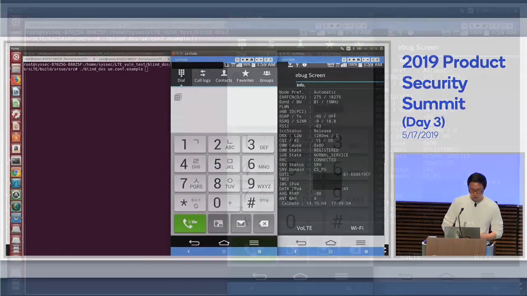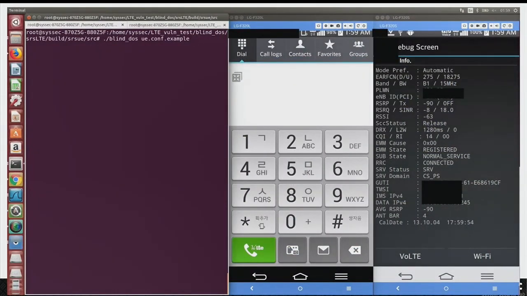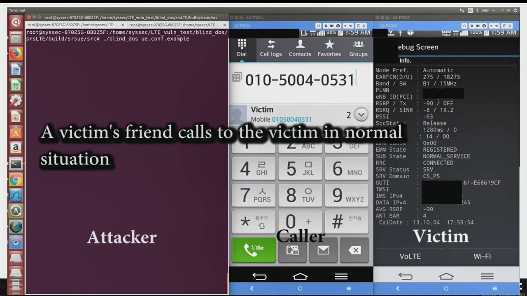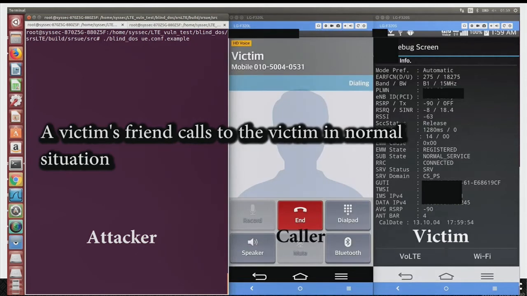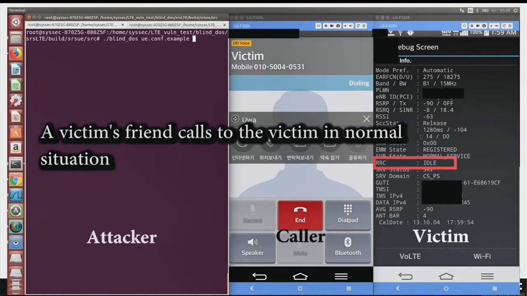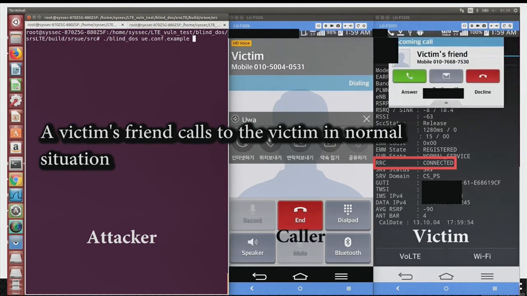This is the demo of the blind DoS attack. The left side is the attacker's terminal, the caller is in the middle, and the victim's UE is on the right side. First, the caller, the victim's friend, calls the victim in a normal situation. Now the victim UE is in idle state, and right after the victim's friend calls the victim, the state changes to connected.